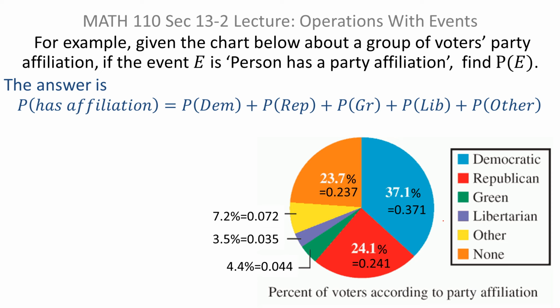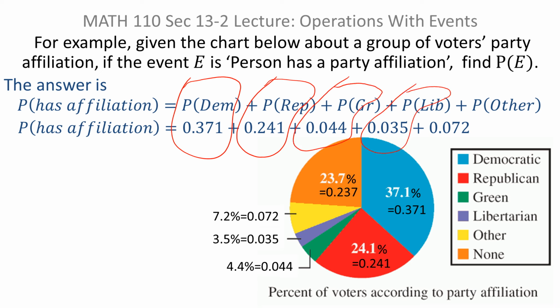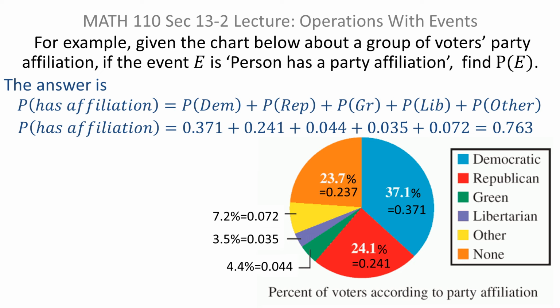Once you do that, you can see that the probability that a person has a party affiliation is just the probability that that person's a Democrat, plus the probability that person's a Republican, plus the probability that that person is a Green Party, or a Libertarian Party member, or some other party not listed explicitly. And I can do it that way. I can look and see that the probability that a person's a Democrat is 0.371, the probability that they're a Republican is 0.241, the probability that they're Green Party is 0.044, the probability that they're Libertarian is 0.035, and the probability that they're some other party is 0.072. And if I add up all those numbers, I'll find out that the probability that the person has a party affiliation is 0.763, or about 76.3%. But that's really the hard way to do it.